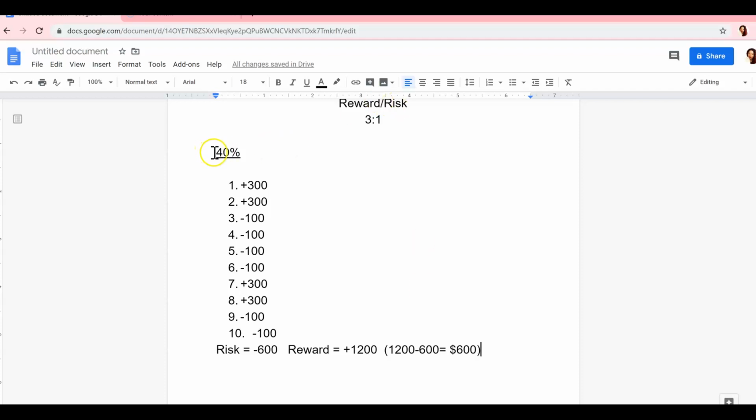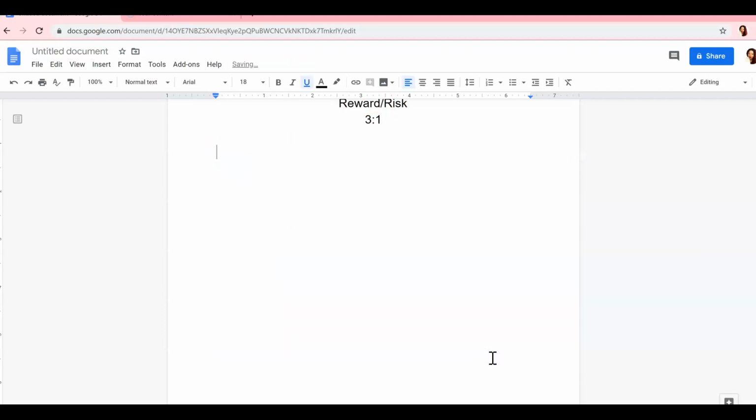So let's see a 50-50 chance. Let's see our 50-50 probability. 50%. So I'm going to do the numbers. Let's go back up here to the numbers. So, first trade is a winner. Yes. And I did it wrong.